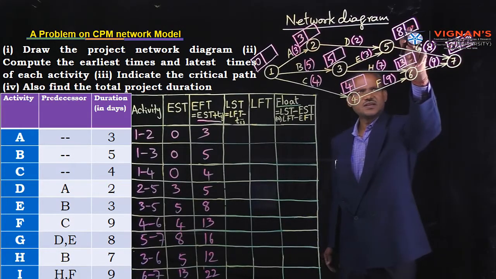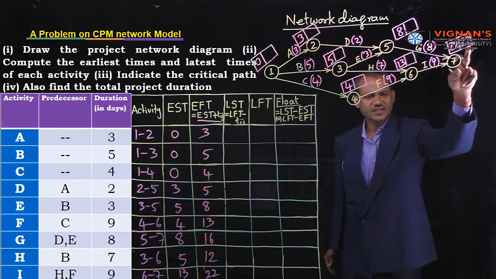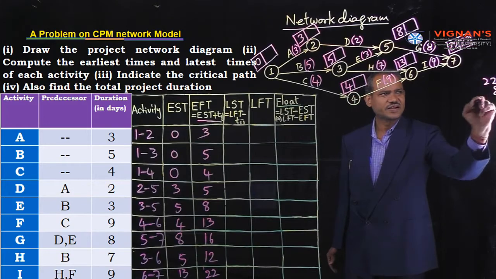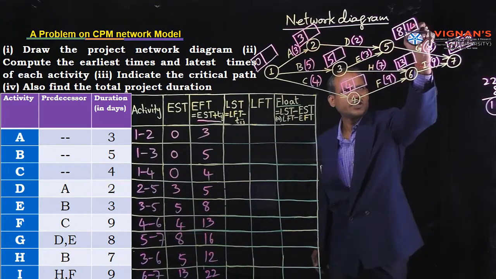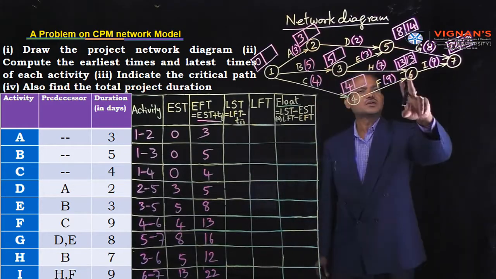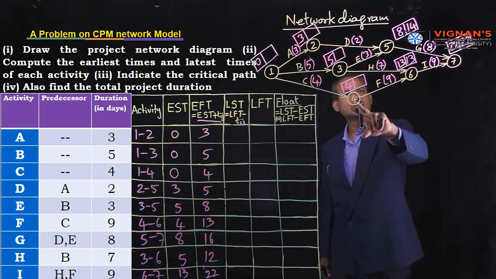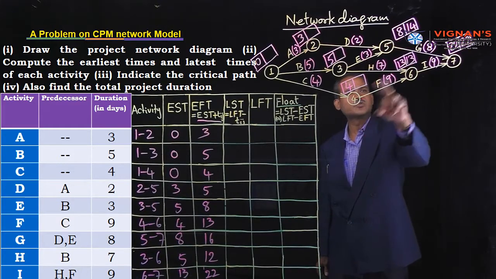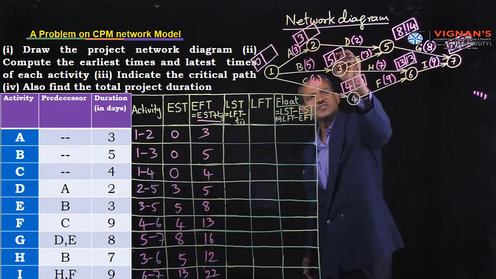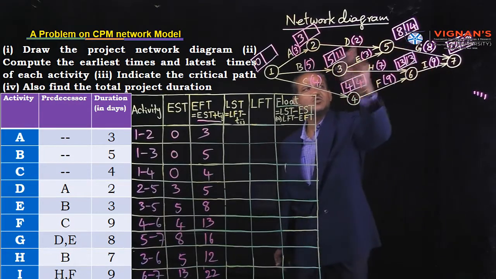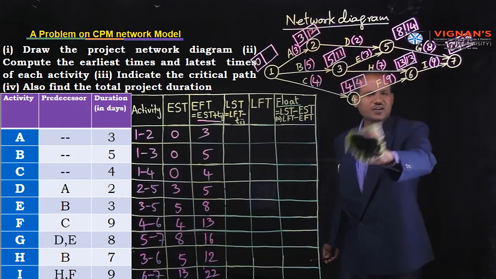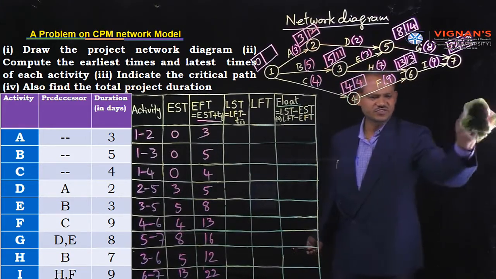Simply here LST means LFT, that means 22 minus activity duration. 22 minus 8. How much? 14. Next, 22 minus 9. 13. Next, move to the node number 4. 13 minus 9. 4. Next, 14 minus 3. 11. Next, 14 minus 2. 12. Okay, except node 1, we have completed all the nodes' timings.